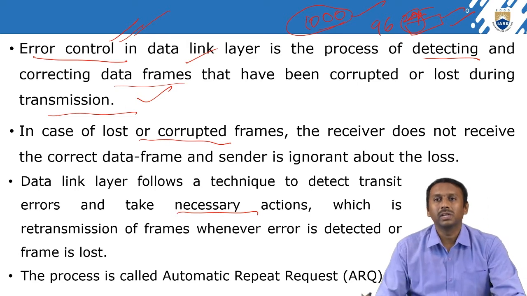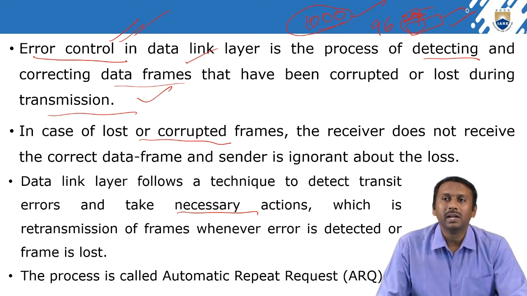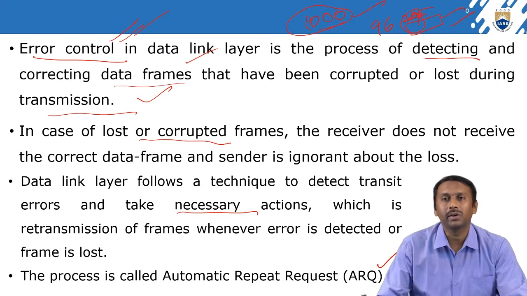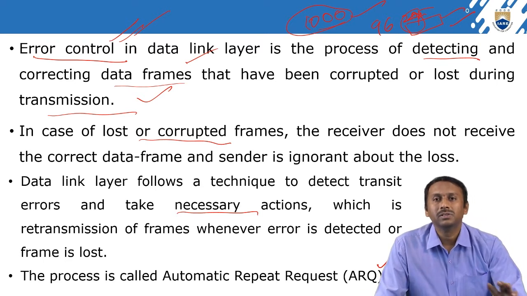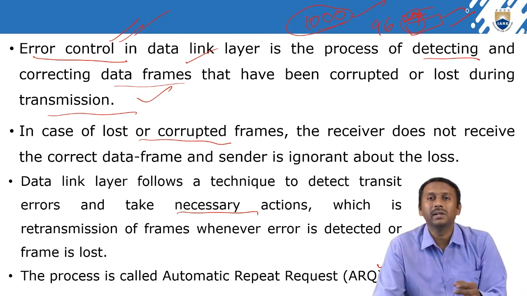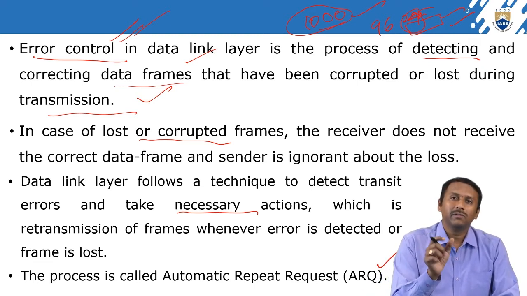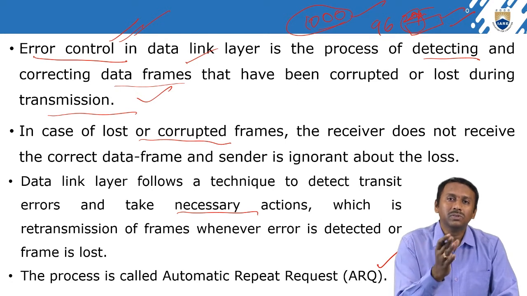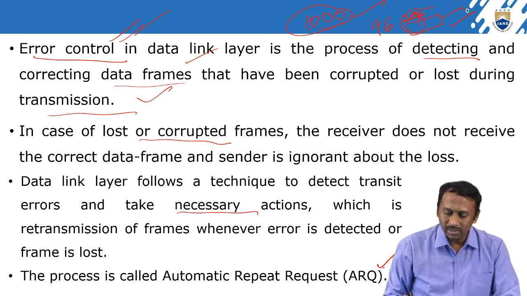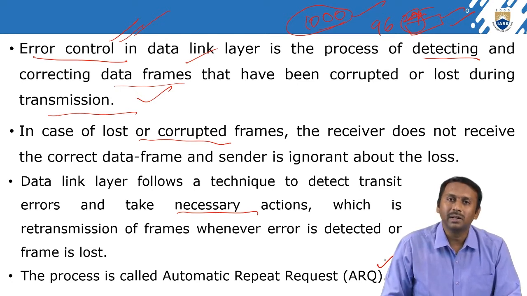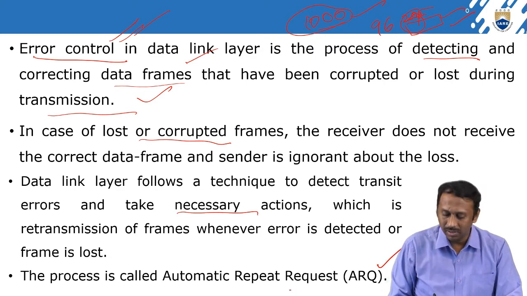So this process we can call automatic repeat request, ARQ. That means identifying the corrupted frame and resending it from sender to receiver. This process we call ARQ, automatic repeat request. It's very important, please remember.